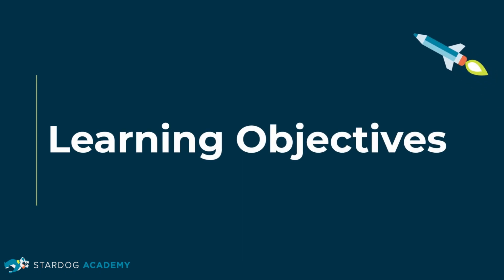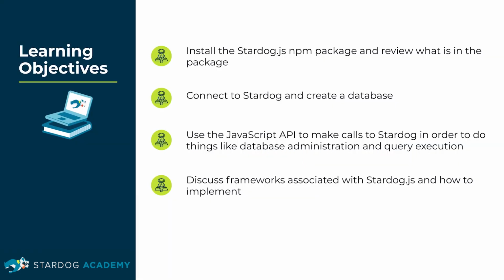That concludes the Stardog Academy training on JavaScript. Using JavaScript to access and use Stardog Server, we reviewed how to install the Stardog.js npm package and review what is in the package, connect to Stardog and create a database, use the JavaScript API to make calls to Stardog in order to do things like database administration and query execution, and discuss frameworks associated with Stardog.js and how to implement them.